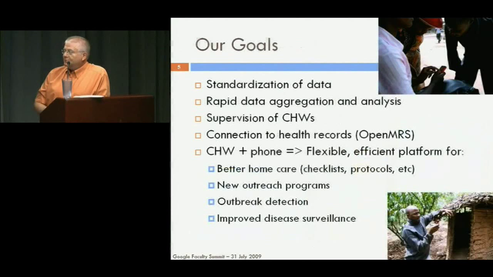So our goal was to basically build a mobile system that would allow them to collect data, get it to a database quickly, and start seeing what's really happening, putting in those buttons for those various diseases, basically. So we wanted to have the CHW have a phone that could help them with the home care, make sure they went through the protocols and checklists in the appropriate order, help them create new outreach programs, help with outbreak detection, and just general improved healthcare surveillance of the population.